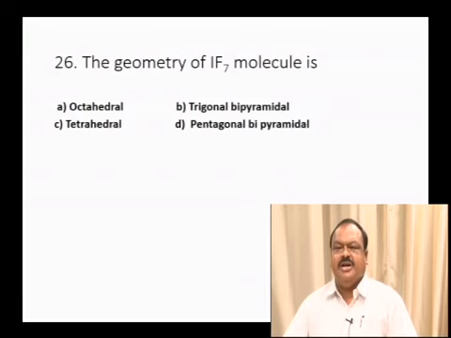The geometry of IF7, iodine heptafluoride molecule, is octahedral, trigonal bipyramidal, tetrahedral, pentagonal bipyramidal. Octahedral for 6, trigonal bipyramidal for 5, tetrahedral for 4, heptagonal is pentagonal bipyramidal. So the suitable answer is D.